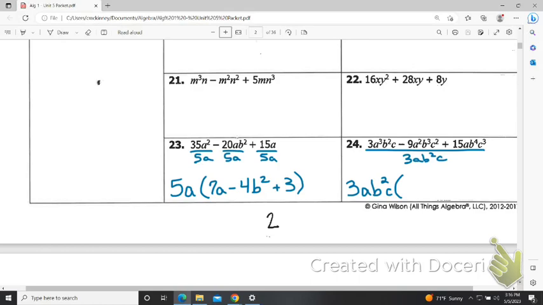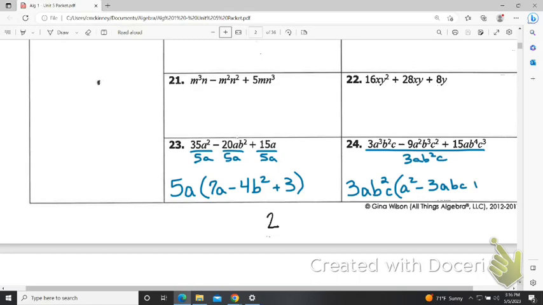So, 3 divided by 3 is 1. Unless there was nothing else left, I don't need to write that 1. And then there's A to the second, no extra B's, no extra C's. Go to the middle. Negative 9 divided by 3 is negative 3. I've got 1 extra A, 1 extra B, and 1 extra C, right? 2 take away 1, 3 take away 2, 2 take away 1 on the C's for those exponents.